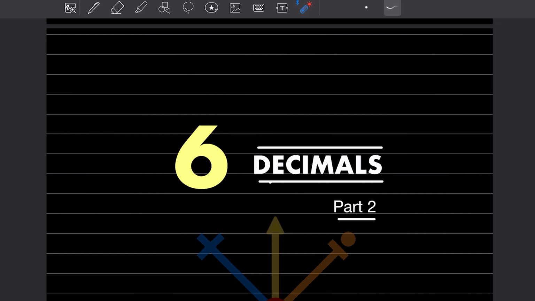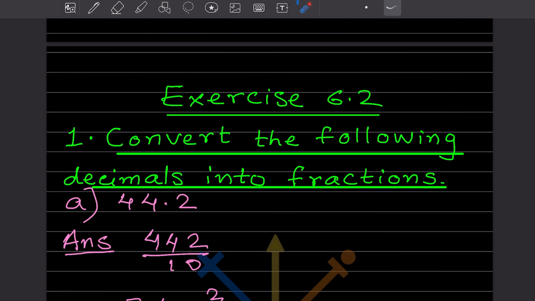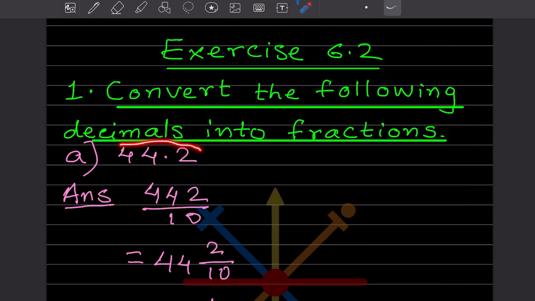So this is the second part of the chapter decimals. We have already done one exercise, so let us start with the second exercise. Here it says to convert the following decimals into fractions. Now look here, this is given in decimal, so we have to convert it to fractions.